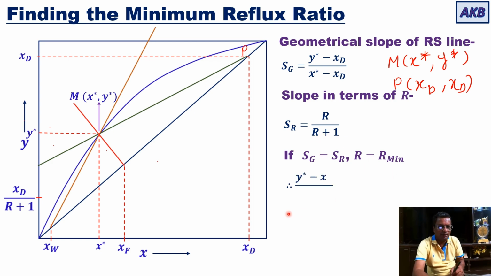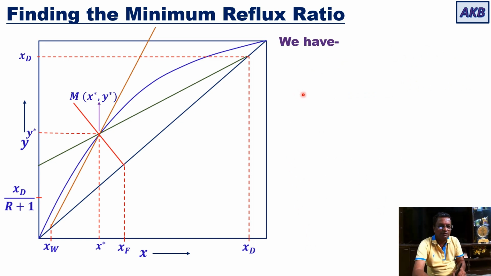R minimum. So, if I use that, I will be getting this equation. I am equating the right hand sides of the two equations. So, y star minus xd divided by x star minus xd is equal to R minimum upon R minimum plus 1. So, I will simplify it further. Previously we got this equation, y star minus xd upon x star minus xd, that is equal to R minimum divided by R minimum plus 1.